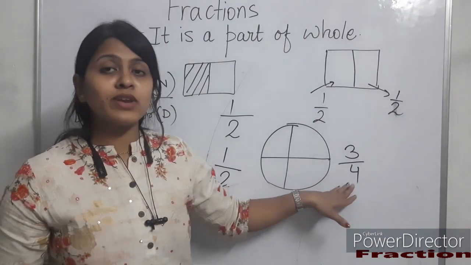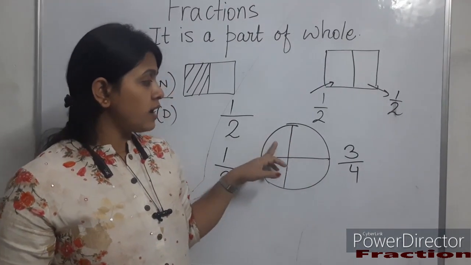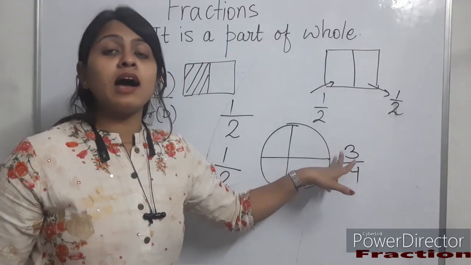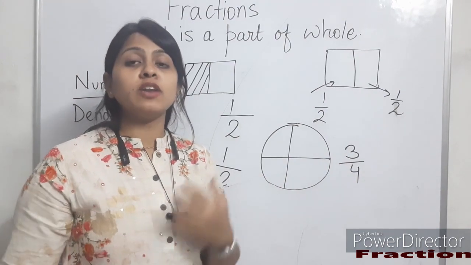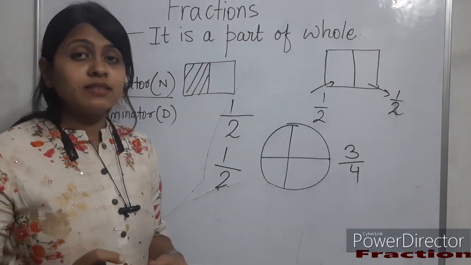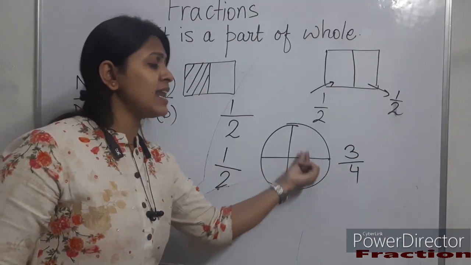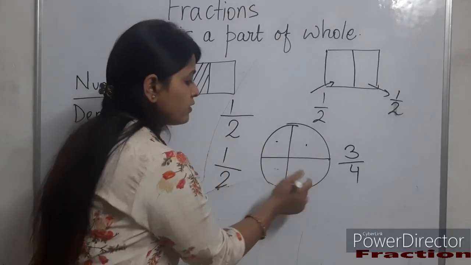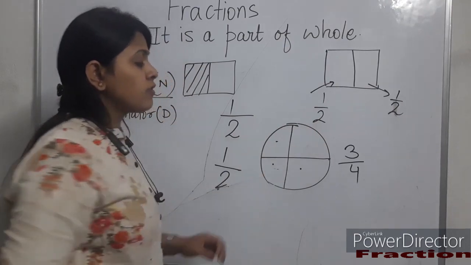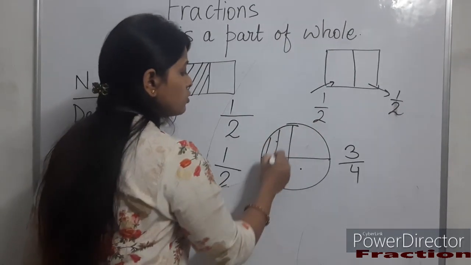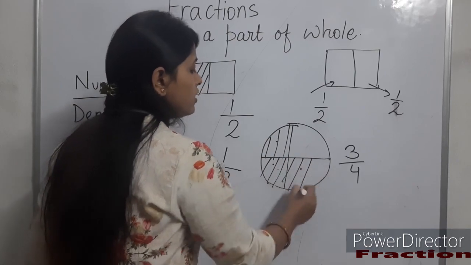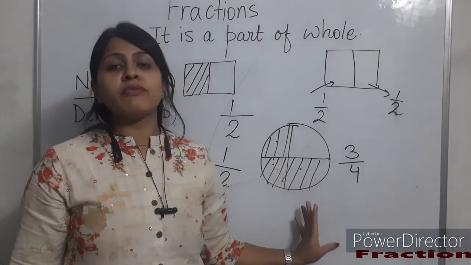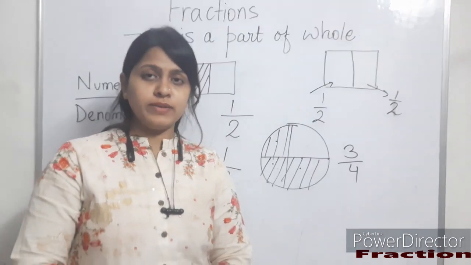Why has 4 been written here? Because the total parts in the circle are 4: 1, 2, 3, 4. And how many portions do we have to shade? Only 3 portions. The most important thing is that we can shade any 3 of the parts. It is not necessary to color only one particular set of 3. We can color any parts according to our choice. Suppose I have colored these 3 parts. So I have colored the 3 by 4th portion of the whole.